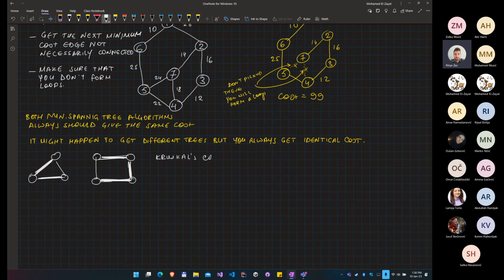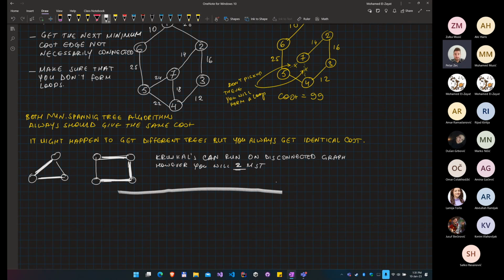So Kruskal's can run on this disconnected graph. However, you will get 2 MSTs. So you'll get 2 of them. Okay, so that's the important bit. Do you guys have any questions regarding minimum spanning trees?